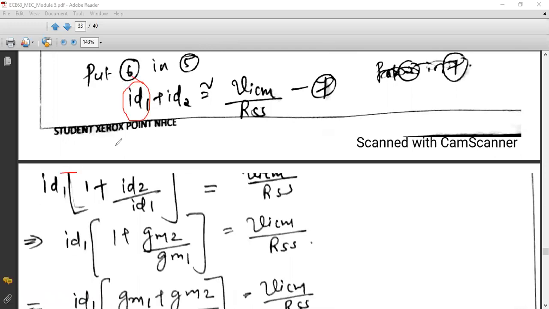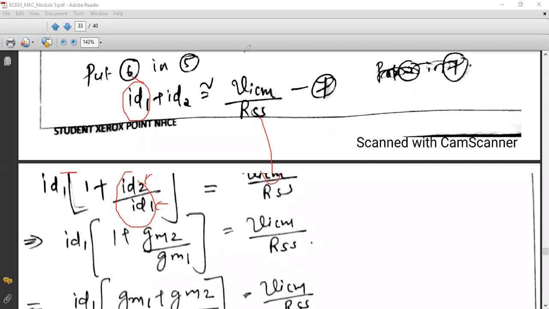After taking it outside, it will be 1 plus ID2 by ID1 is equal to, the right hand side appears to be the same, that is VICM by RSS. Now I need to discard these two. I'm going to replace these two parameters. I don't want any ratio between currents. I need it in terms of transconductance. So I'm going to write an equation for ID1 in terms of transconductance as well as your input voltage. So I need to replace this ratio. Already you have computed this ratio. What is that ratio? ID2 by ID1 is given by GM2 by GM1.